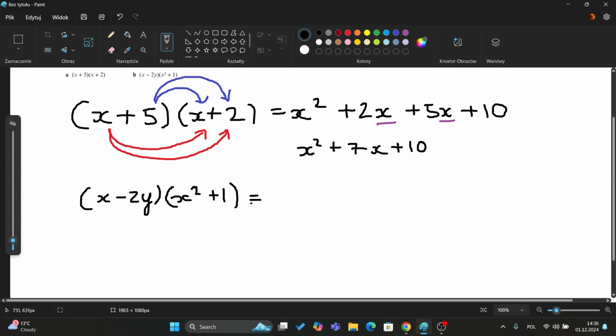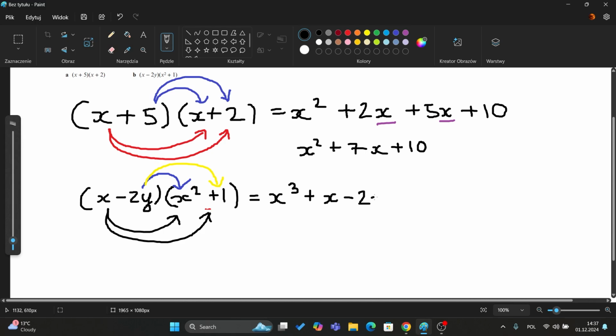Now we're going to work out x minus 2y multiplied by x squared plus 1. So we multiply the x by x squared plus 1 in the first one. So x cubed plus x. And for the second one we've got minus 2y times x squared plus 1. So again we put it in alphabetical order. So x squared y, and minus 2y multiplied by 1 is minus 2y. We've got no like terms, so this is the final answer.